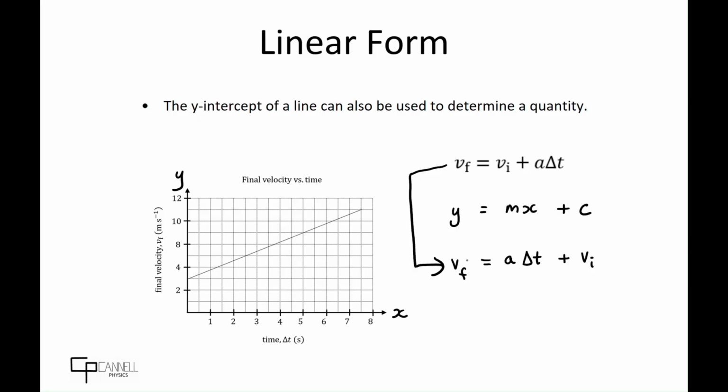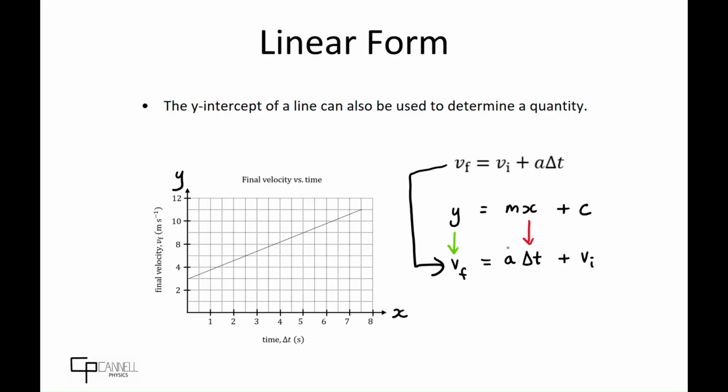Now why is this in linear form? It's because vf is being graphed on the vertical axis. You can see here, vf, final velocity. So therefore, that is the y-axis. And this time I'll line it up with arrows. And I can see on the horizontal axis, the x-axis, I've got time, or delta t, in seconds. And that's why I've lined that up with x over here.